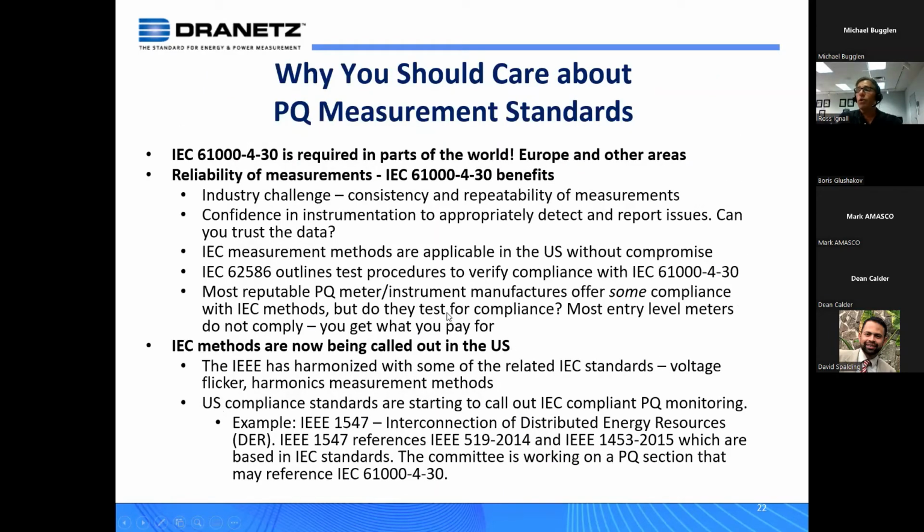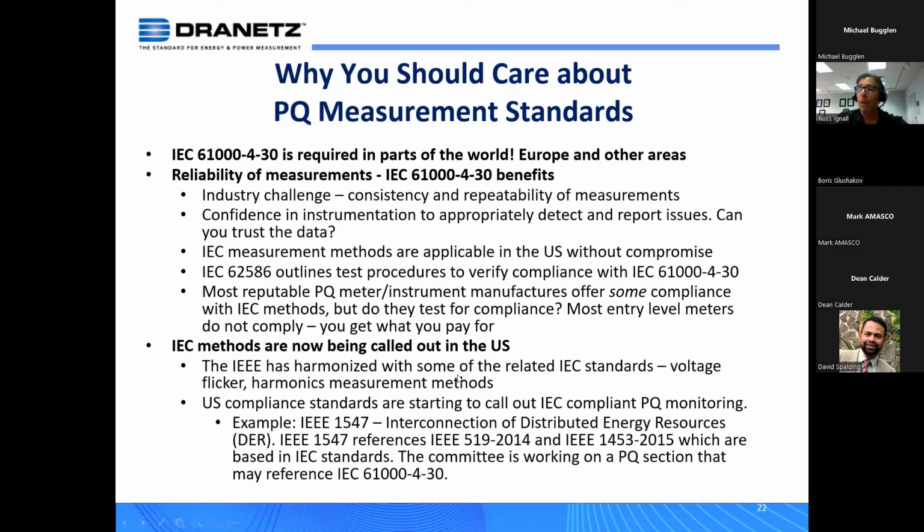So really, why should you care about power quality measurement standards? The first one is you may be required to, just based upon your geography, where in the world you're doing your measurements or you're located. So 61000-4-30 is required in parts of the world, specifically Europe. Other parts in Asia and other countries do either require it or reference it in their own versions of standards. So you may be required, and sometimes if you're going to present data to a utility, legally, you have to comply with the standard for them to accept that data as being valid.